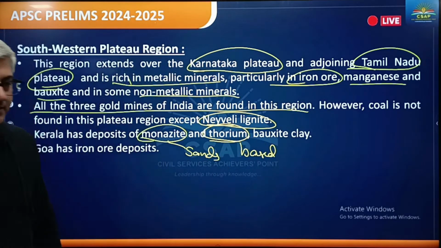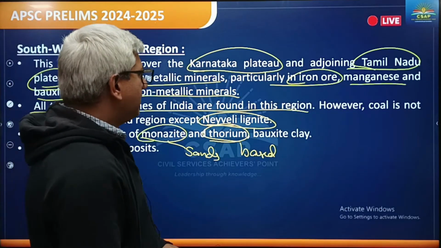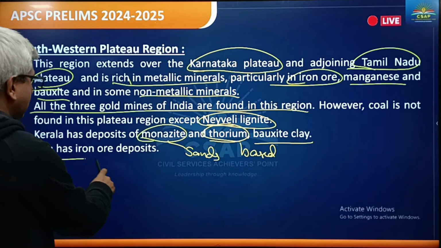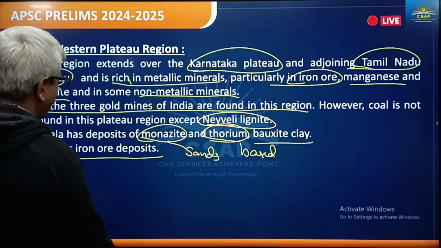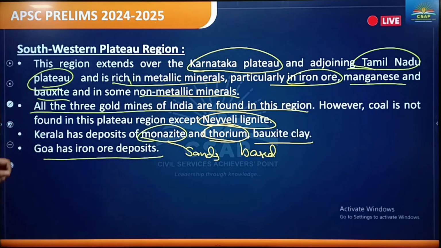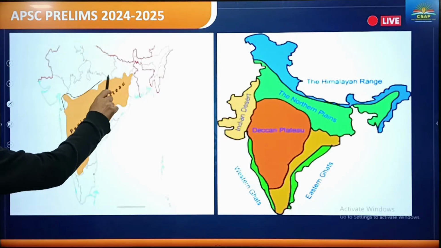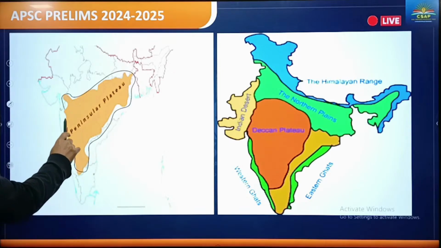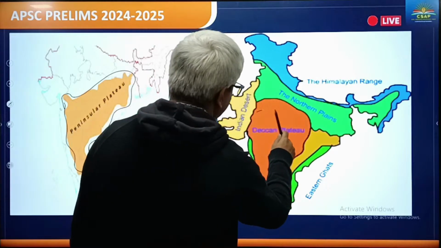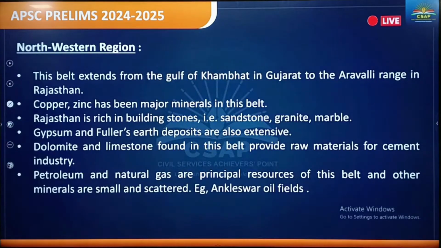India can be self-reliant in the energy sector, in the electricity sector. Bauxite clay. Goa has iron ore deposits. Fine. So this is the peninsula plateau part. This is the Deccan part. So this is where this area lies, the Deccan plateau area.